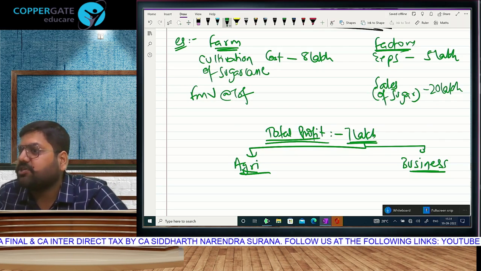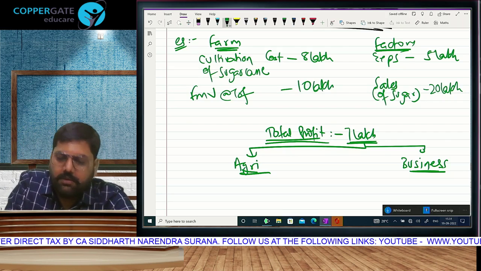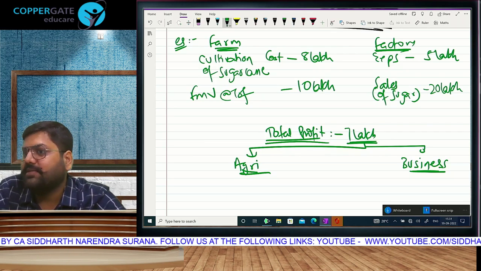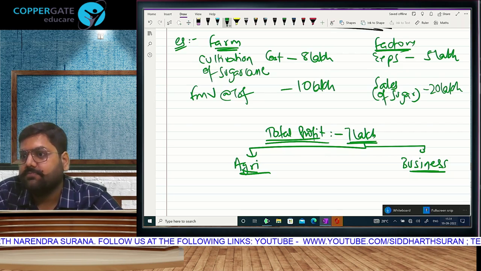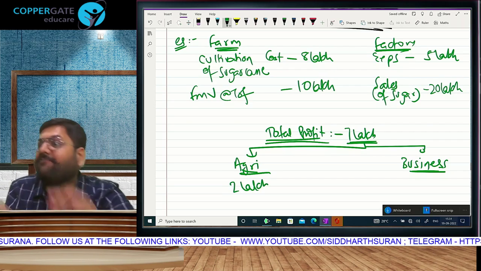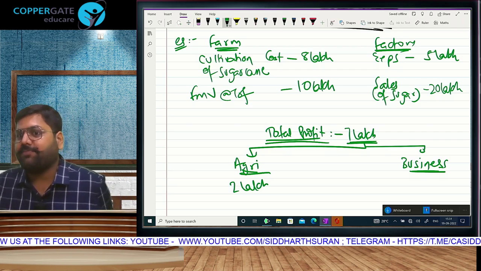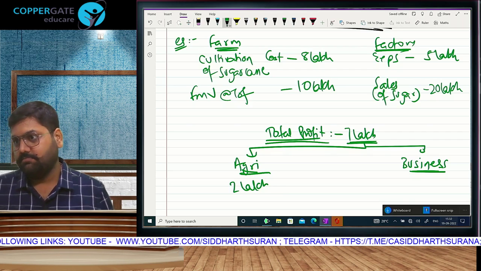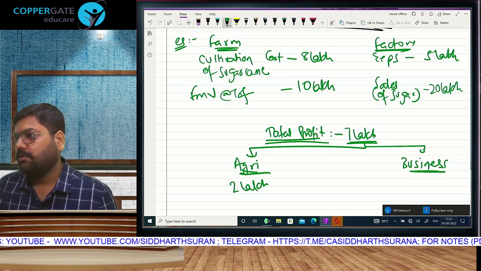It would have fetched some value, say 10 lakh rupees. If at that time I would have sold it, 10 lakh would have been my sales and thus my farm would have earned a profit of 2 lakh. So that is my agriculture. I have not sold it. If I would have sold it, I would have sold it at the prevailing market price, no? That will be treated as sales in farm. Subtract the cultivation cost and you get your agriculture profit.